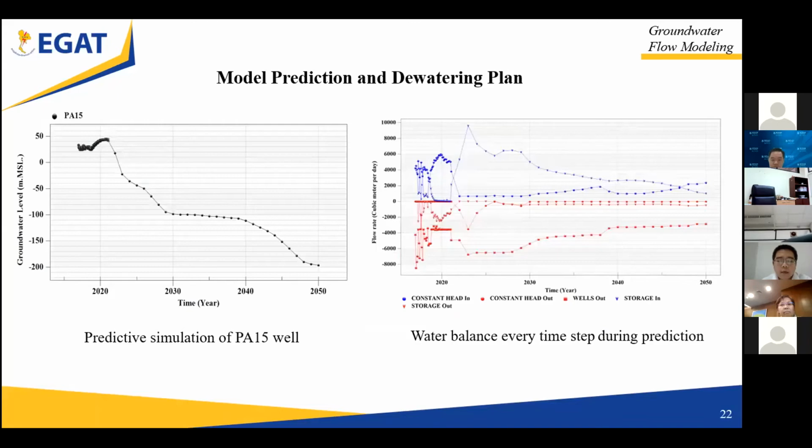After model calibration, the groundwater simulation ran to predict dewatering in the basement formation. The predictive simulation is applied at 1 year intervals from the present to the final pit in 2050. A sample predictive simulation of the PA15 observation well is in the left picture, and the right picture shows the detailed water balance at every time step during prediction. Like during the calibration, most of the inflow is from the basement aquifer and most of the outflow is by pumping wells.